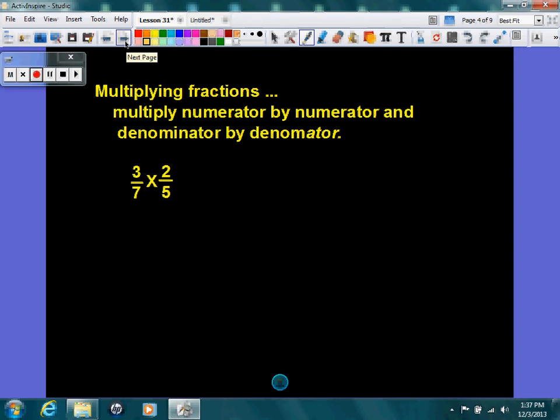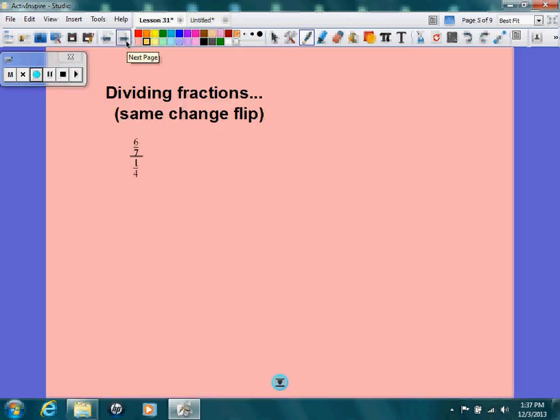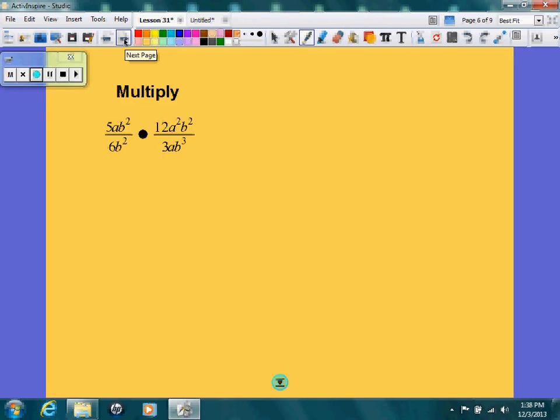Okay, so multiplying fractions, we've already done that. What is that, 6/35? Will that reduce? I don't think so. Okay, dividing fractions. Remember, that's what we did. We got this, and then we turn it over, and 4 times 1, 24/7. Okay, same, change, flip.